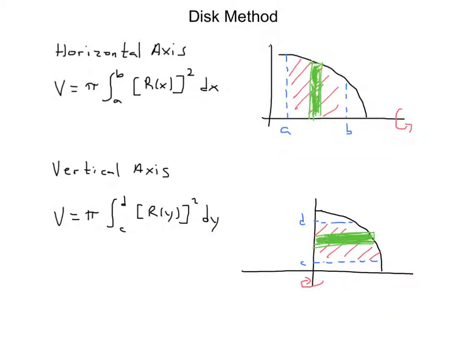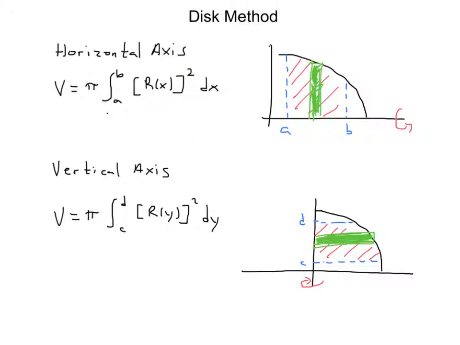So when we look at that, what we do is we represent r of x, or r of y, as our radius. And when we work with this, when we rotate around, we can either do it around a horizontal axis or a vertical axis. And it's going to become pi times the integral from a to b of the radius function squared dx.